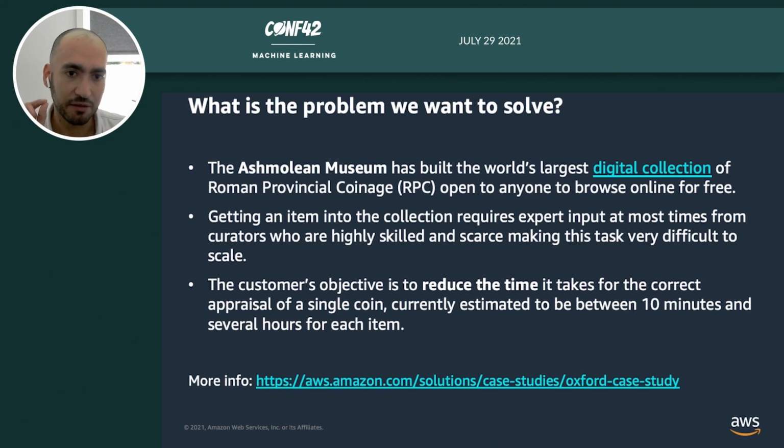Now, getting an item into this collection requires expert input from curators. But these people are highly skilled and very scarce, making this task very difficult to scale. So the way that this works is that, for example, you may have a multitude of physical specimens and you want to catalog them as items. Maybe the item that you want to catalog this for already exists in the collections, and this is just another specimen to that item. Or maybe the item is completely new to the digital collection.